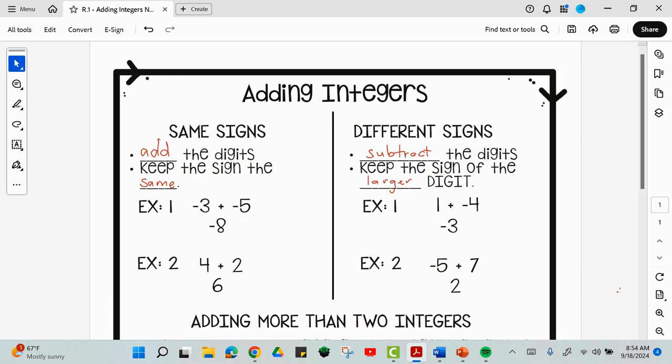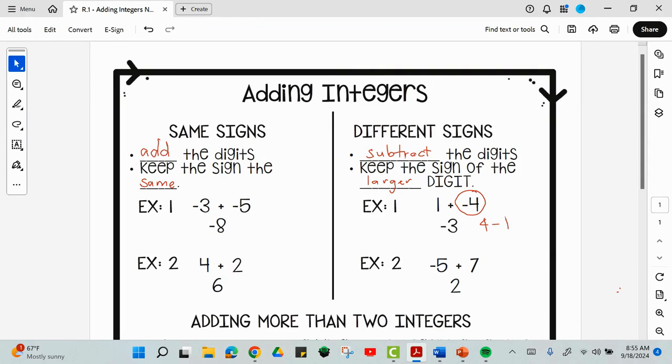So in the first example, we have 1 plus negative 4. So right away, I'm going to identify the larger digit. In this case, it's 4, and that's negative, which means our answer is going to be negative. And then I'm just going to subtract. 4 minus 1 is 3. And then since 4 is larger, we're going to keep it negative, so negative 3.